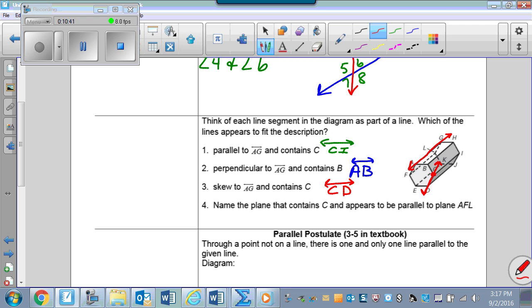Name the plane that contains point C. Let's clean it up here again. Contains point C and appears to be parallel to plane AFL. Where is plane AFL? It's this plane over here on the side. Here's plane AFL because L is that point right there, F is right there. So I'm looking for the plane that contains point C and appears to be parallel, so I think it's going to have to be this plane right here, right? So I can pick any three letters on that plane. So I'm going to call this plane CDJ.